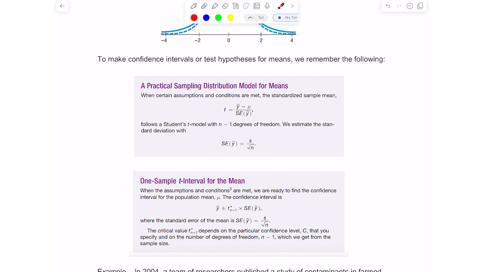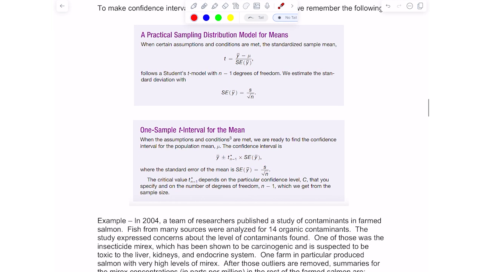So to find a one sample t interval, a confidence interval, remember the generic formula is just the point estimate plus or minus the critical value times the standard error. And this piece here gives us the margin of error.